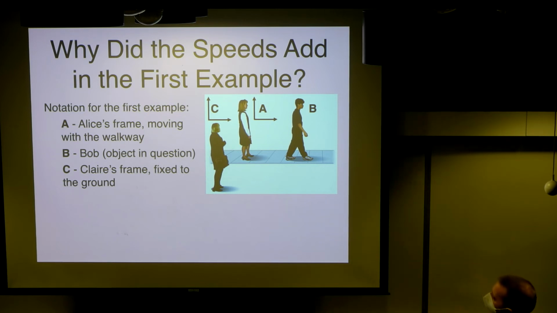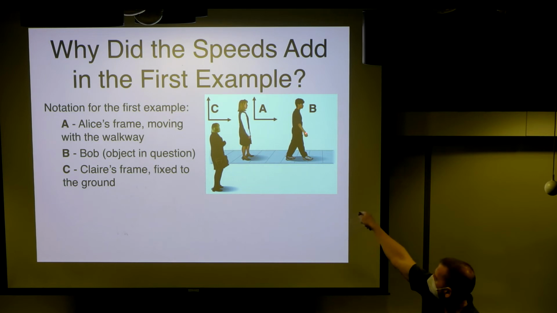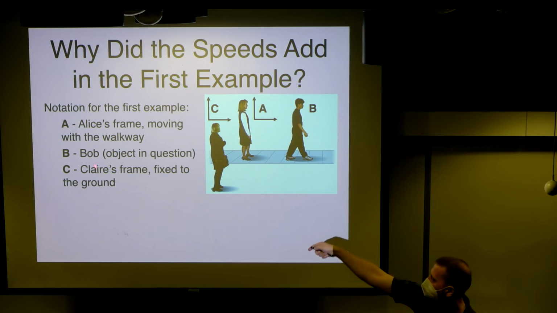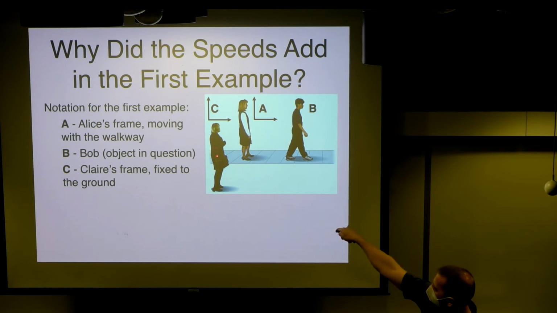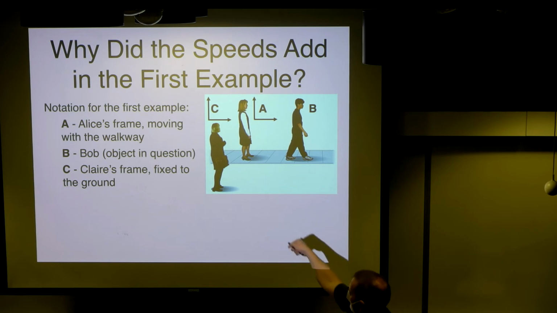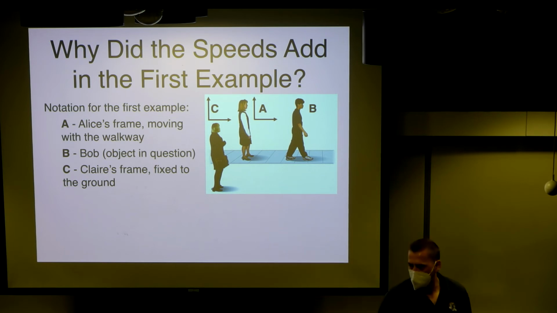So here's the notation we'll use. We have A, B, and C. A is going to be Alice's frame of reference, and of course, that's going to be moving along with the walkway. B is the object in question that we're interested in keeping track of. Well, he's a person, not an object, but you get what I'm saying. And then Claire is another frame of reference. This would be everything measured from her perspective, that would be fixed to the ground.